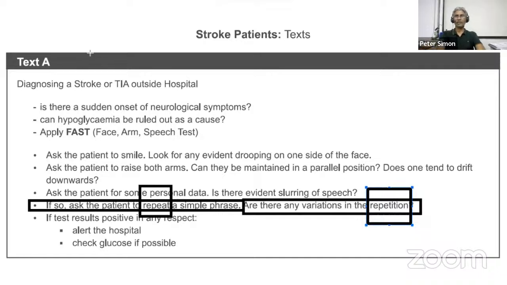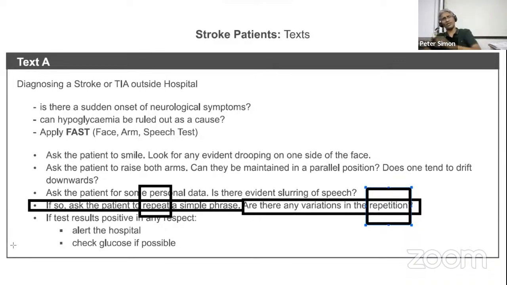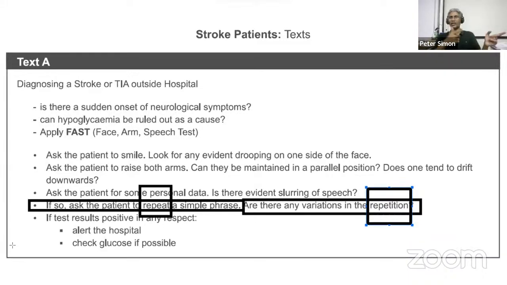Yes, question number 15. Repetition, to repeat. Answer is given in two places. The word is there, repetition. See, are there any variations in the repetition? Now, which word to use, repeat or repetition? That's the thing you have to understand. There's a confusion. He has given a confusion.